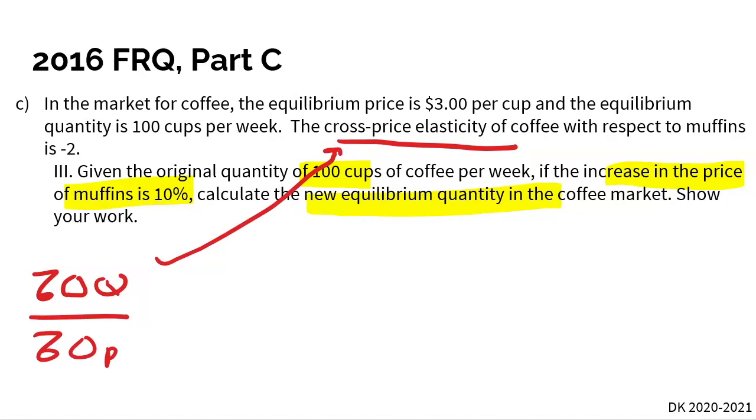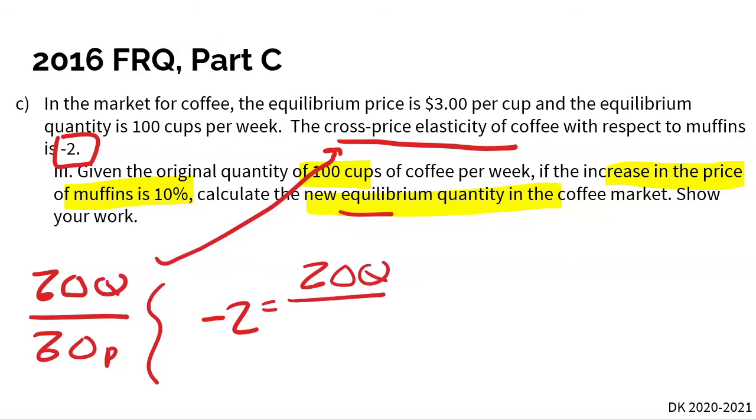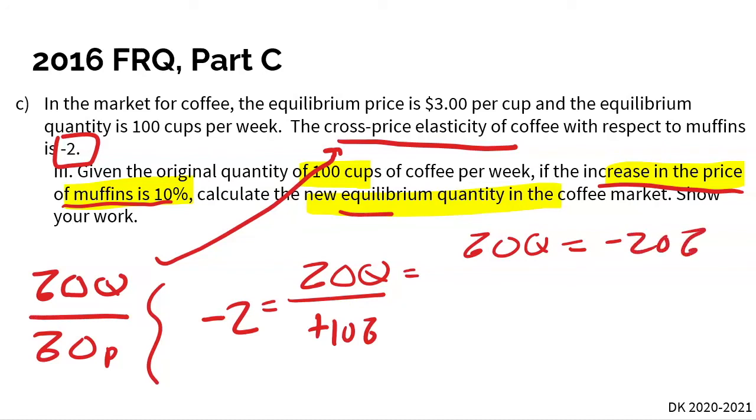And so here, we already know what our cross-price elasticity is. It gives it to us. It's -2. They want us to calculate the new equilibrium quantity, so we're still trying to find out the percent change in quantity here. But we know what the percent change in price is. It tells us in this question, the increase in the price of muffins is 10%. So here, we have a positive 10% in the denominator. And so now it's just simple algebra. So the percent change in quantity is going to be -20%.